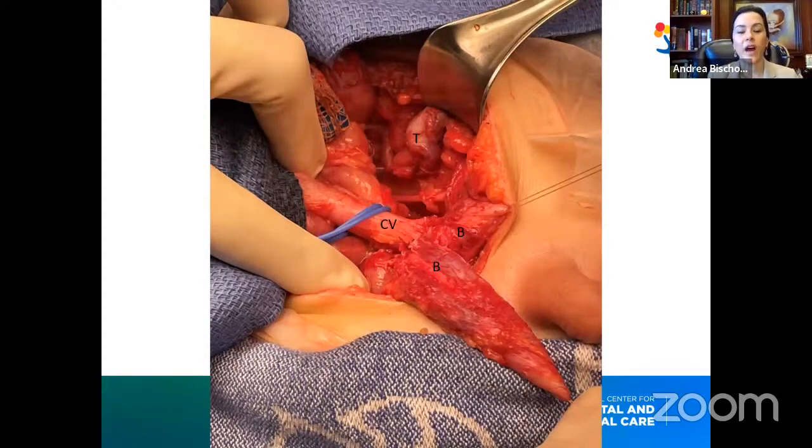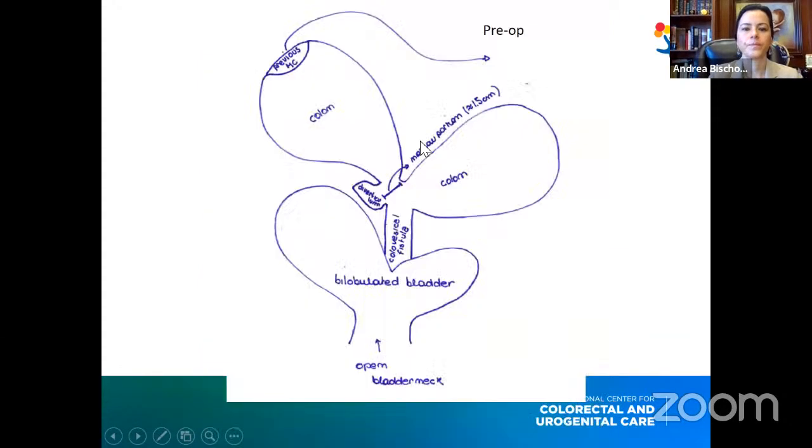And this is what we found intraoperatively. So the head of the patient is in this side. Here's the penis, and you can see the bilobulated bladder here. And this was the bowel connected to the bladder neck, and there was an intra-abdominal left testicle.